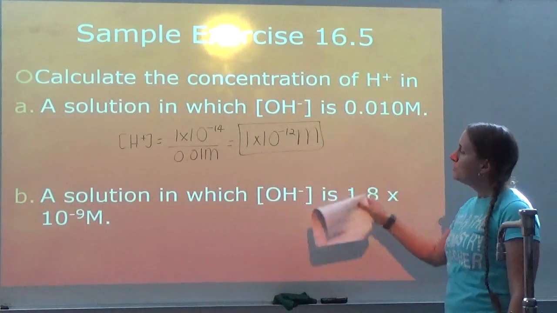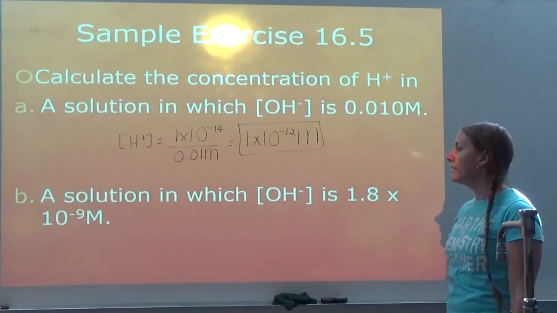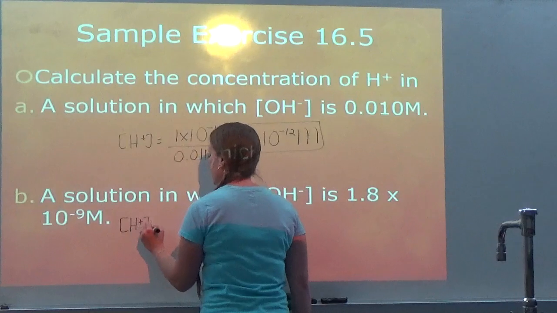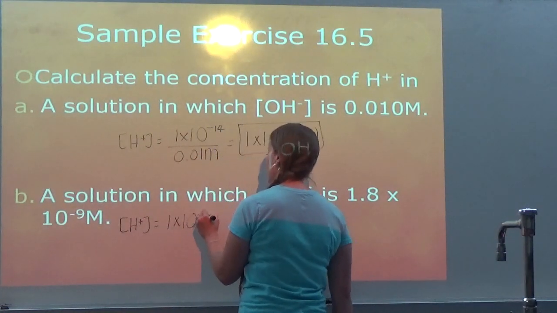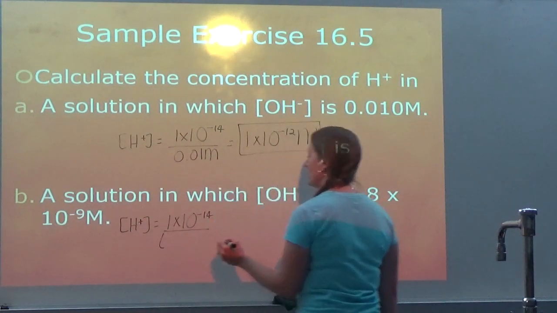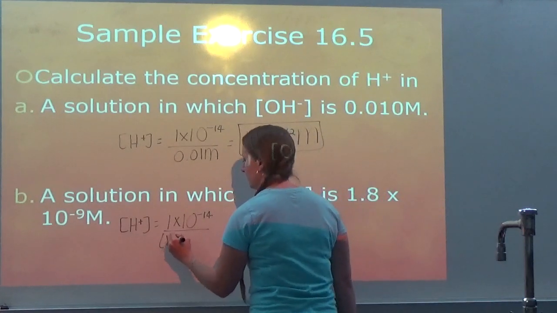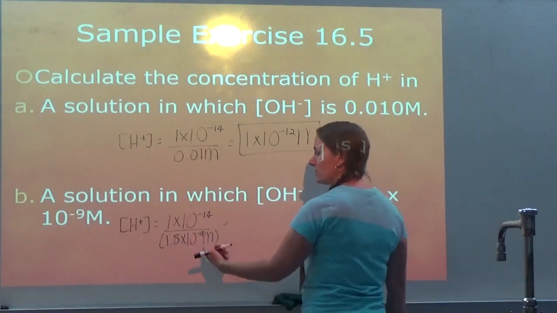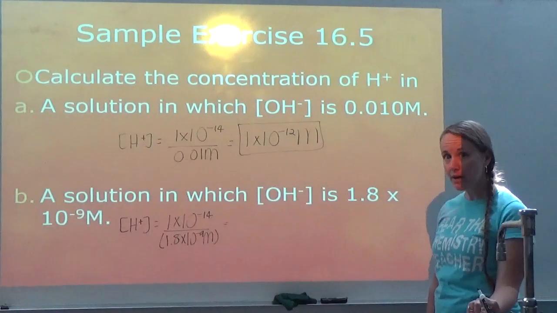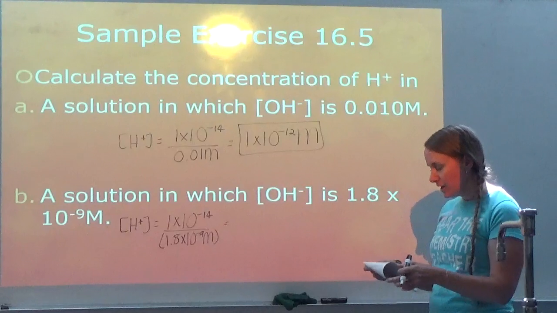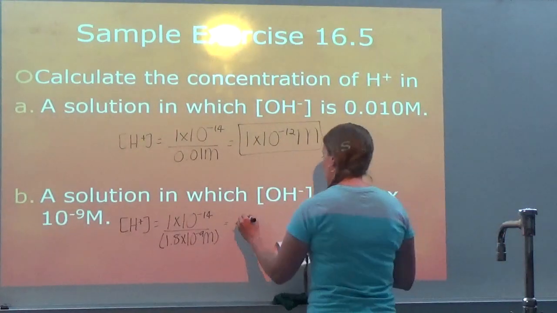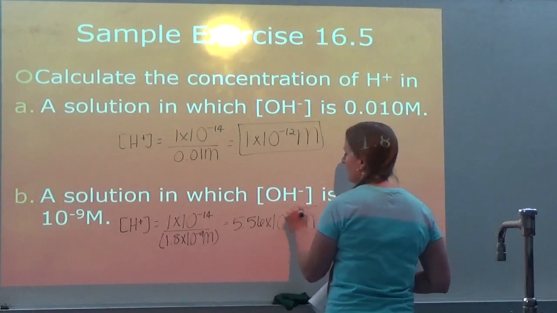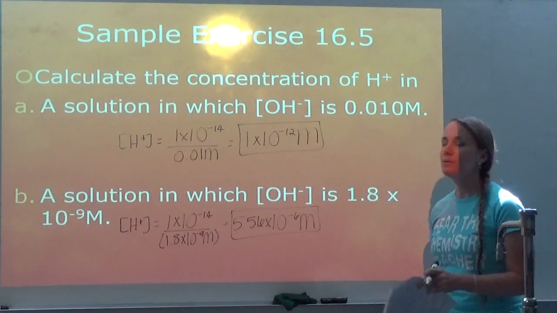All right, so here we'll look at this one. It says calculate H plus in a solution where OH minus is 1.8 times 10 to the negative 9 molar. Okay, well, same formula. H plus is 1 times 10 to the negative 14 over my OH minus, which is 1.8 times 10 to the negative 9. And remember, the way that many of y'all type it in the calculator, if you divide by a power of 10, then you want to put it in parentheses. Okay, and so when I solved, I ended up getting 5.56 times 10 to the negative 6. And because I was solving for concentration, I put molarity.